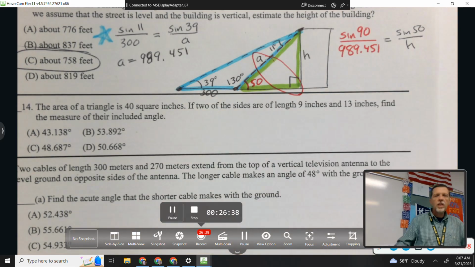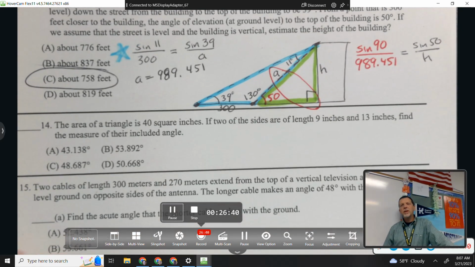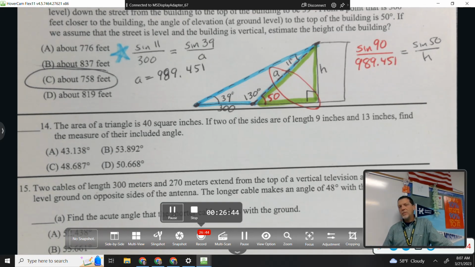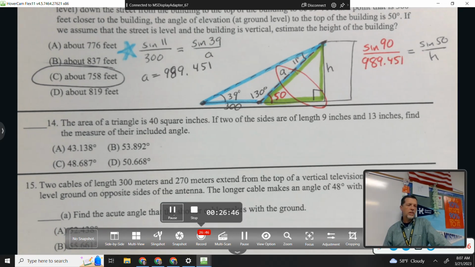So that was a tricky one because of the 2 triangles in there. And there may have been even other ways to work that one. But that's the way I saw to work it.